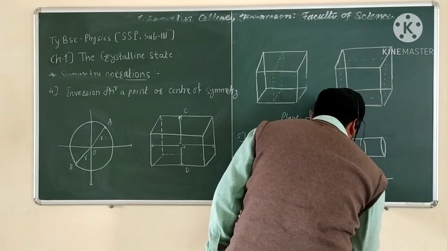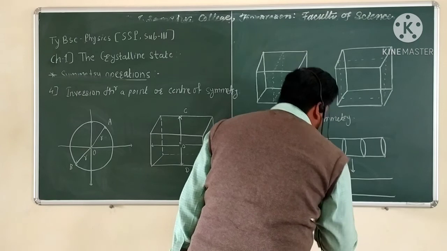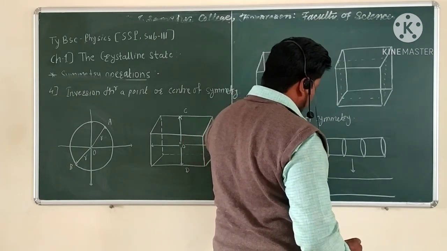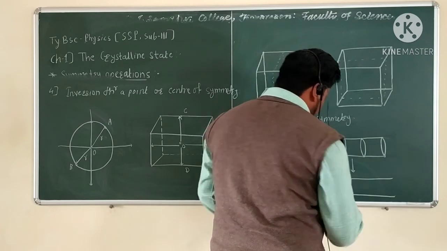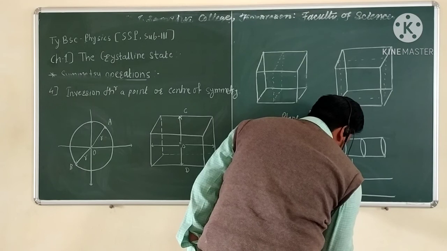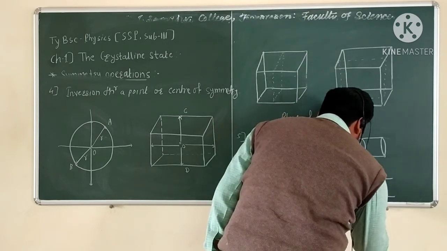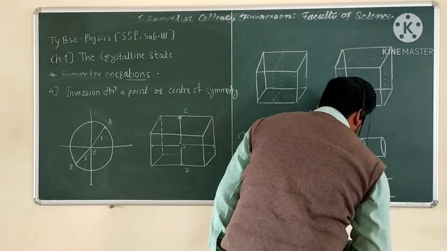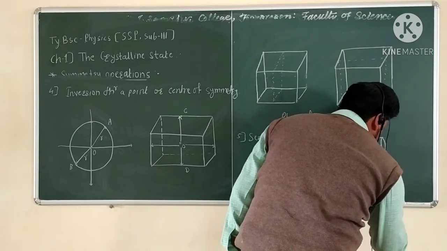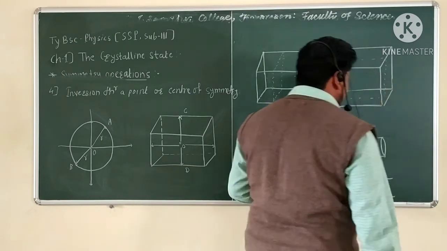The structure goes in this way. What happens in the rotation? For example, this vertex point is on the upside, and by the rotational symmetry this point comes below. Again, the next alternate vertex points come on the face of this cylinder, and that's why we say that this is screw symmetry.